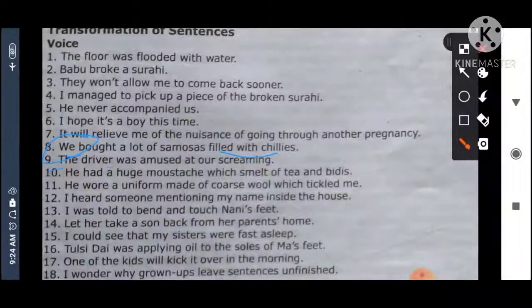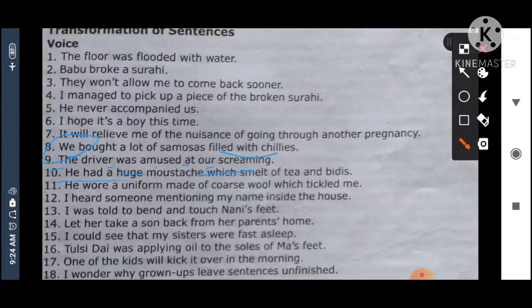The driver was amused at our screaming. Now this one is already your passive sentence. So your active is like this: our screaming amused the driver.